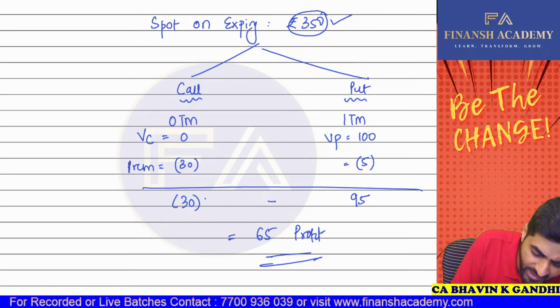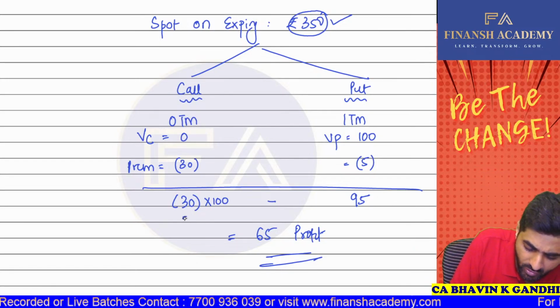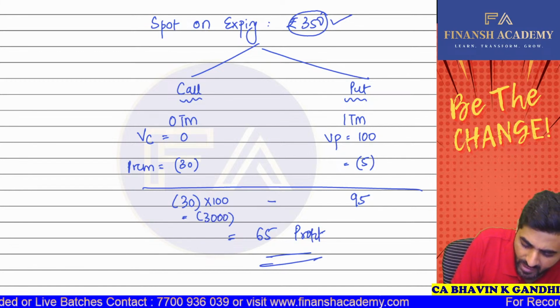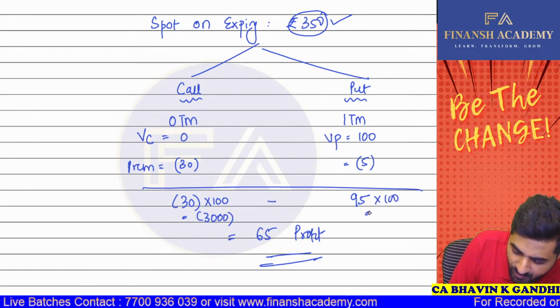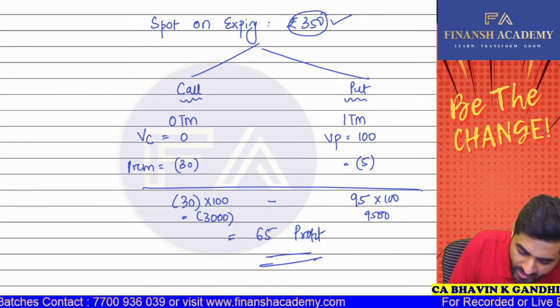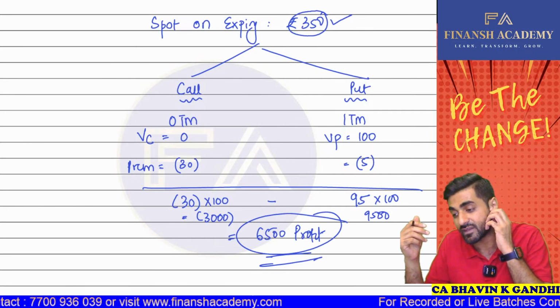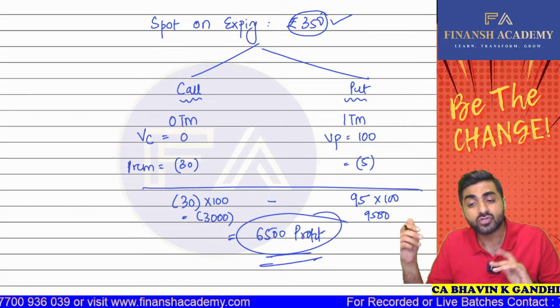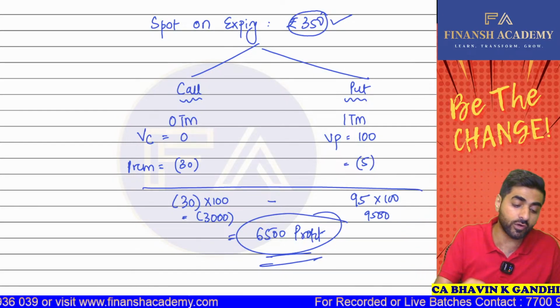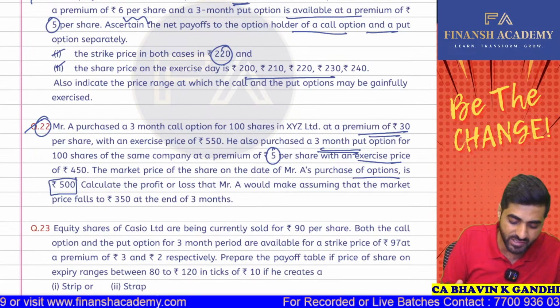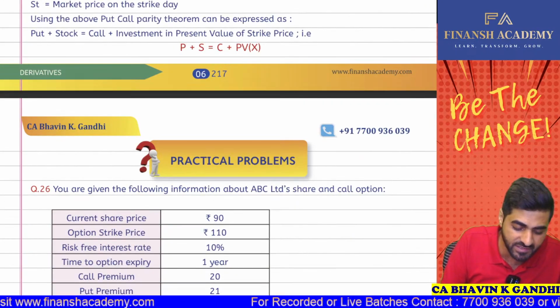So basically, this 30 I can multiply by 100. Okay, so there is a loss of 3,000, and this if I multiply by 100, there is a profit of 9,500. So ultimately, there is a total profit of 6,500. Okay, so something like this also we can present it. Fine. So this is what we are going to deal with in your question number 22. These are all your strategies.